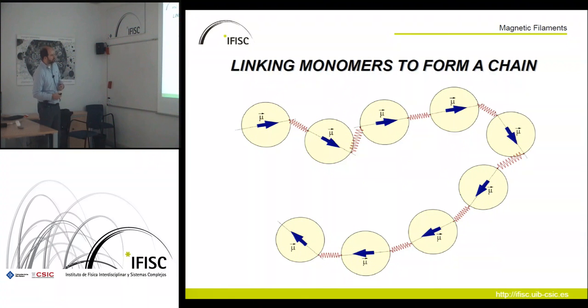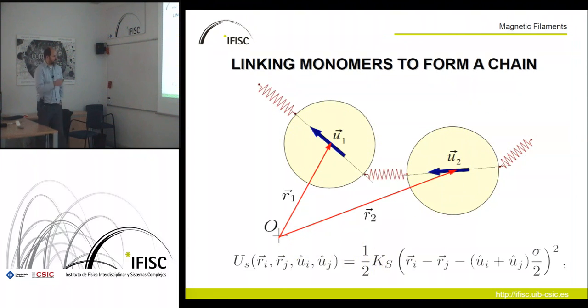So we also need to mimic the connectivity of the chain. What we will use is this kind of spring model, in which you should notice that the spring is between two fixed points of the surface, not between the centers of the particles. And this potential can be implemented in our equations through a spring potential modified by this term here.